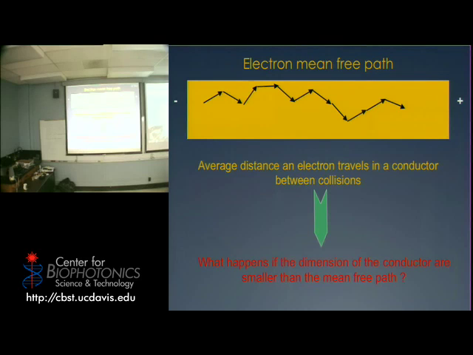So what happens if you actually shrink the conductor to a size that is smaller than the electron mean free path? The electron wants to move, say, 50 nanometers, but it can't because the material confines it in a volume or on a surface, in a size that is smaller than the mean free path. And that's when the mesoscale properties of materials start to emerge.